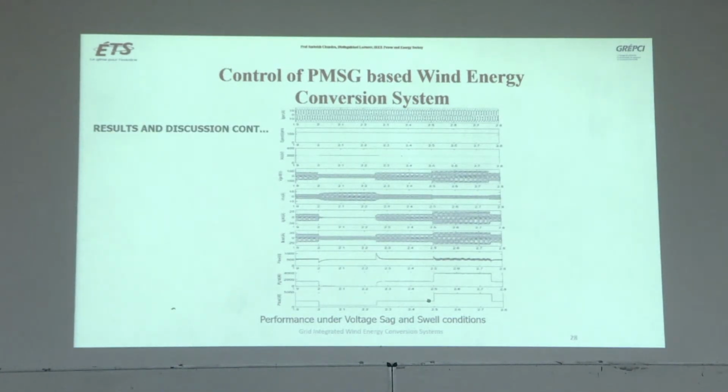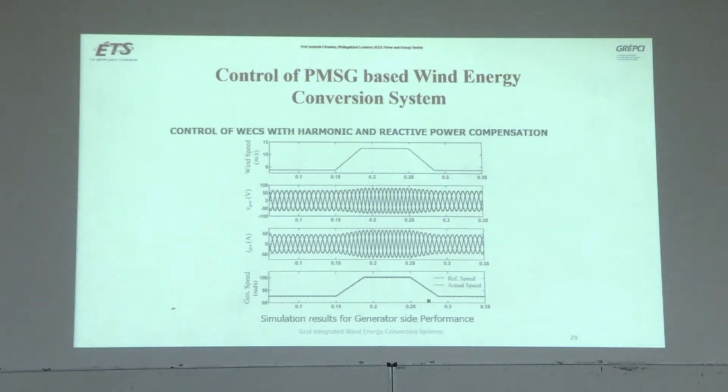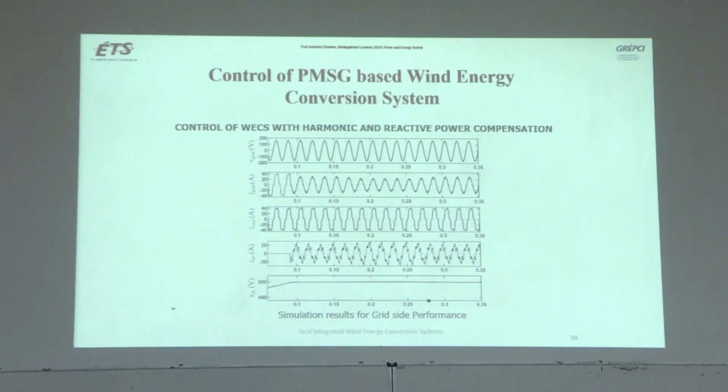And there are some other results. Just to show that the wind speed is changing, so the generator speed is changing, and the voltage and current of the generator are changing. And this is the grid voltage, constant sinusoidal voltage, and this is the grid current, and this is the load current.